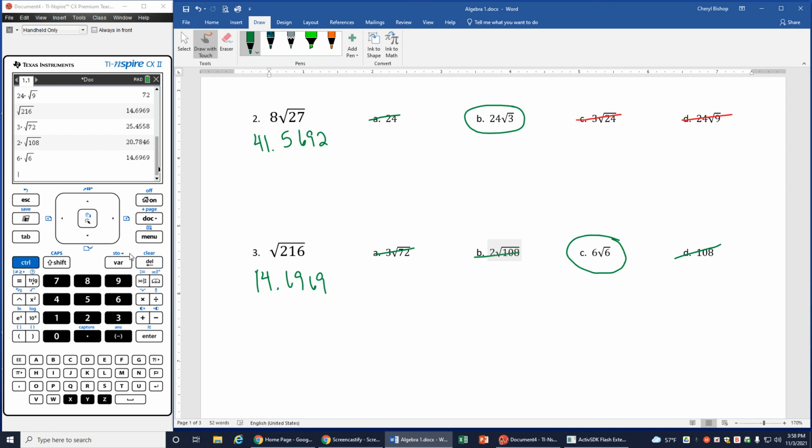Okay, so just make sure that you know how to enter square roots into that calculator, and you should be fine on these kind of problems when you're taking the STAR test.